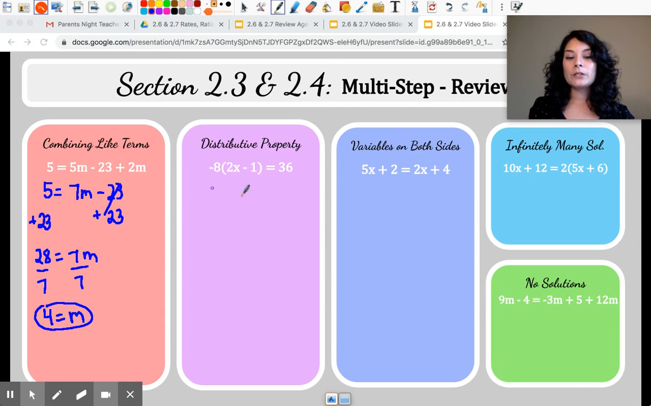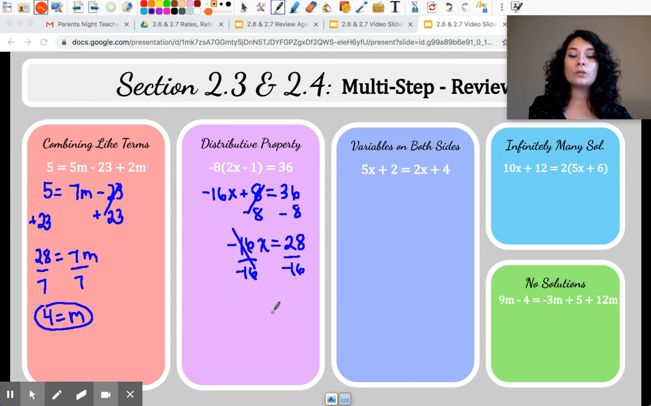All right, now let's take a look at the next problem. So if I see just parentheses, I need to distribute. So I'm going to do that first and get negative 16x plus 8. The two negatives should give you a positive. And again, it's a two-step. So I'm going to solve by subtracting 8 from both sides first. I get negative 16x equals 28. And then I'm going to divide both sides by negative 16.